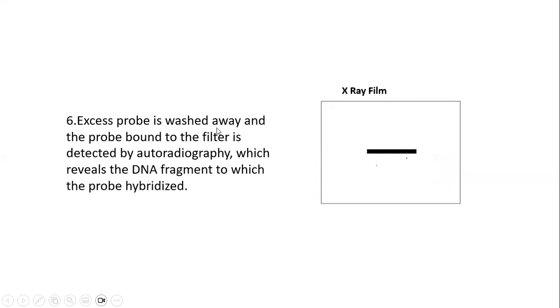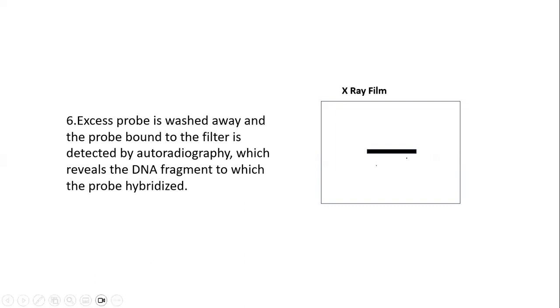After washing away the excess probe, the last step is autoradiography, that is development of an X-ray film in order to detect the specific DNA fragment. What you make use of in autoradiography is a lead cassette. It is also like a notebook, you can say, and the walls of it are made of lead. In the cassette, you keep your membrane on one side, and on top of that, you put the X-ray film, and then you close the cassette and let it stay for a couple of days.